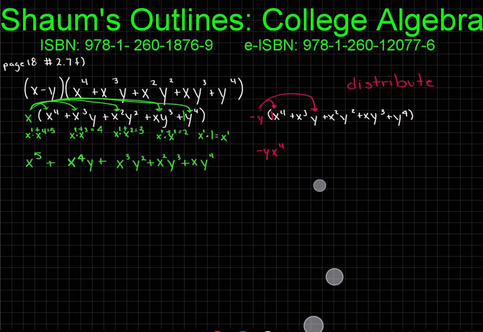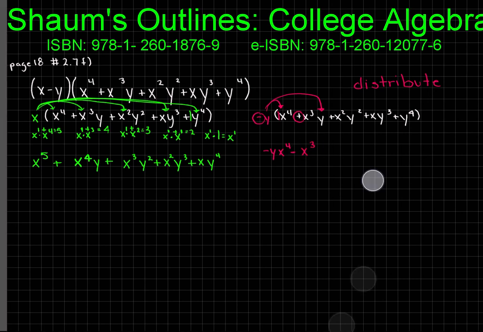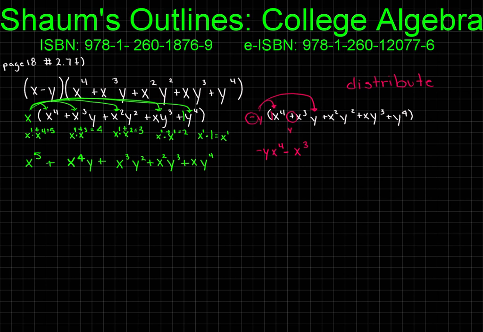Now, what we're looking at here is signs that are different, minus and plus. So when my signs are different, I get minus. I don't have any x's, so x cubed stays the same. And then I have y times this y, and I add my imaginary ones. 1 and 1, and 1 plus 1 equals 2. So I get y squared.